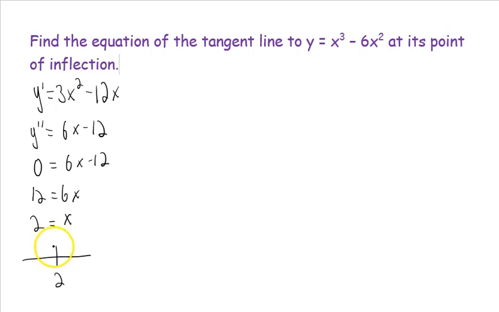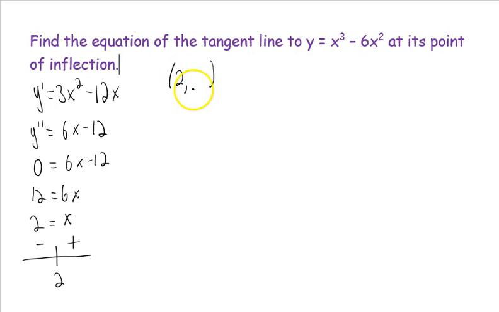So where do I plug in? You plug in to your second derivative. So if I plug in 0, 6 times 0, 0, minus 12, is negative. Plug in something on the other side of 2, like 3. 6 times 3 is 18, minus 12, going to be positive. So since we do change signs, you know that you have a point of inflection at 2. So far we know that our x value is 2.